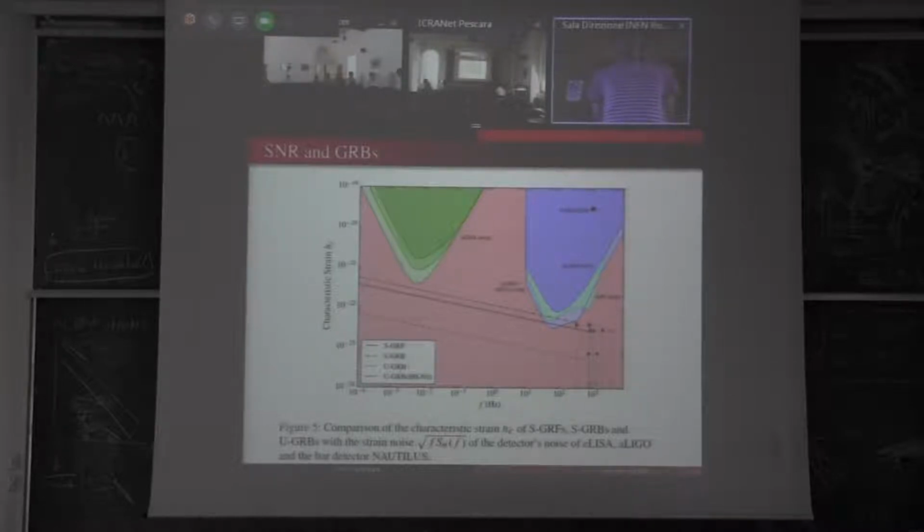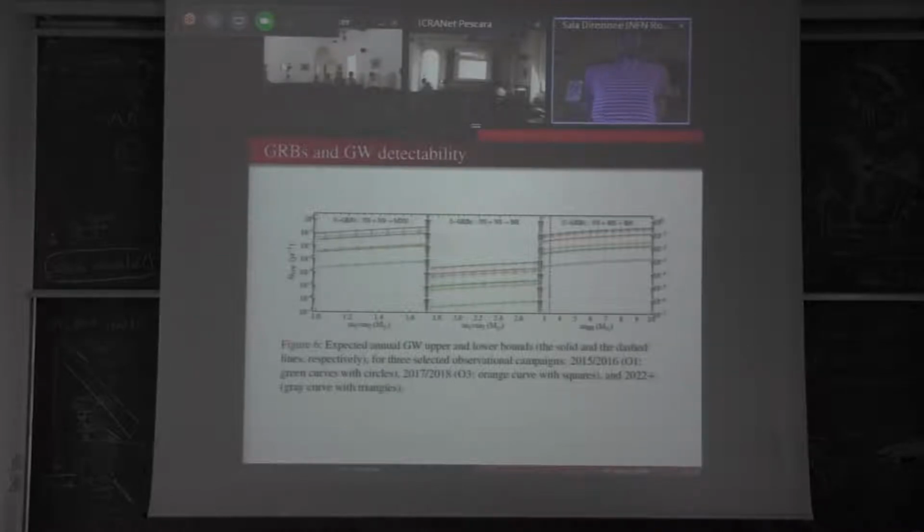Also, we have the plot of the characteristic strain and the detector sensitivity curve. As you can see, only ultra short gamma ray bursts, but black hole binaries, are expected to be detected by advanced LIGO, and by Virgo. And this is the plot of the expected annual rate as a function of the mass of the binary.